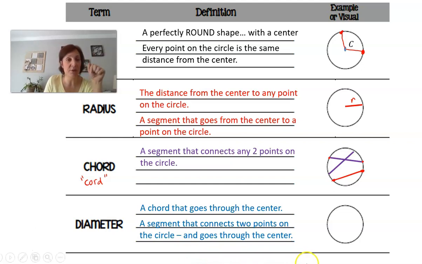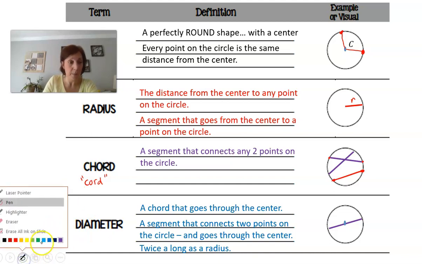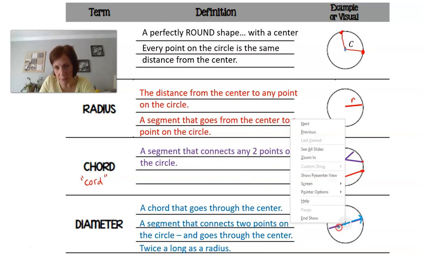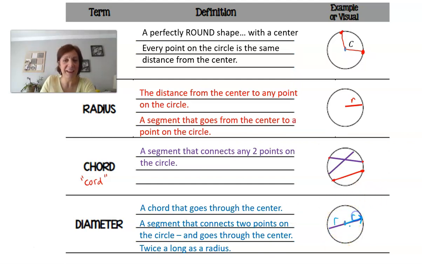So it connects 2 points on the circle, and it happens to go exactly through the center of the circle. We can also say that a diameter is exactly twice as long as a radius, right? Because a radius goes from the center of the circle out to the circle. That's a radius. And if you go from the center but go out the other way, that's a radius. So if you put these two radii together, that distance right there is the diameter.